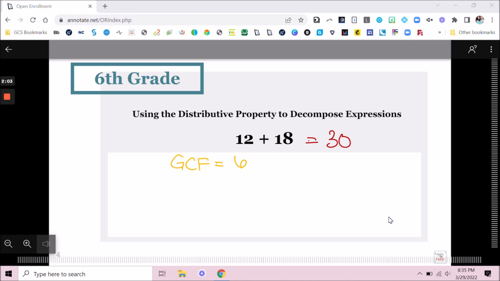So what they look at is that if we divide both of those by 6, 12 divided by 6 is 2, and 18 divided by 6 is 3. So we know that 12 plus 18 is the same thing as 6 times (2 plus 3). Now we know that 2 plus 3 is 5, and 6 times 5 is 30. Now at this stage, it seems a little silly. It's extra work to decompose this expression to perform the multiplication this way. However, it helps us to begin to understand structure.